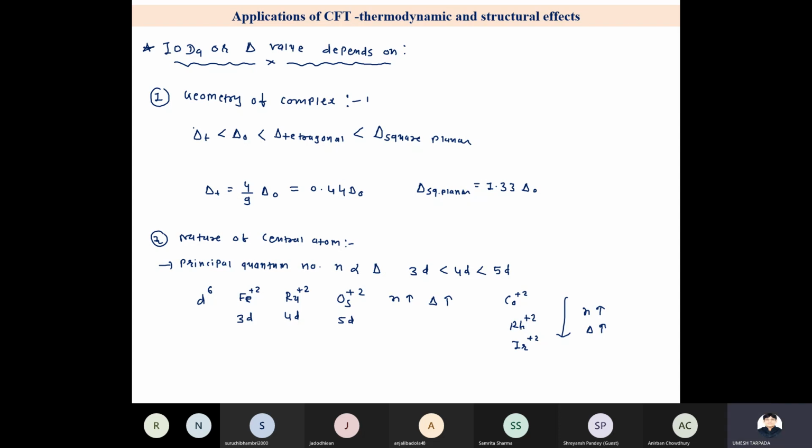Second one is the oxidation state. Very, very important factor in nature of central atom. उसमें आएगा oxidation state.